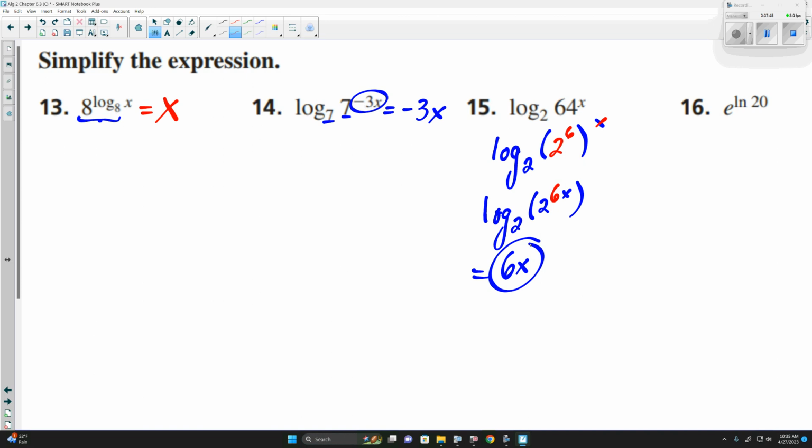Any questions on 13 through 15? Are we good with 13 through 15? Now we haven't brought this one up. e to the ln of 20. What do we think this would be? What is the base of ln? e. So we're saying e to the ln base e of 20, yes?